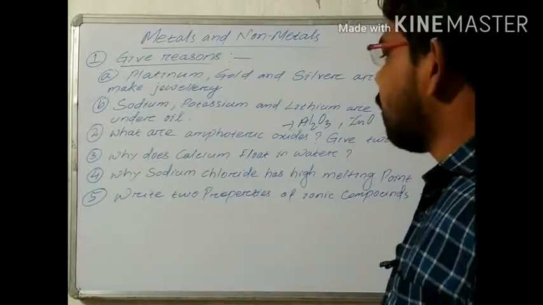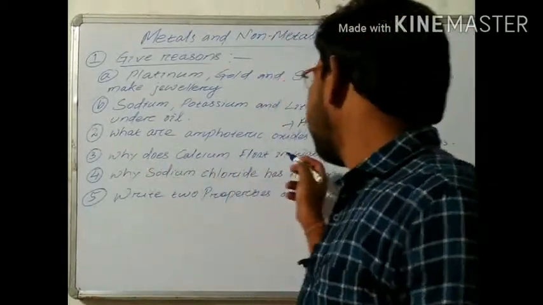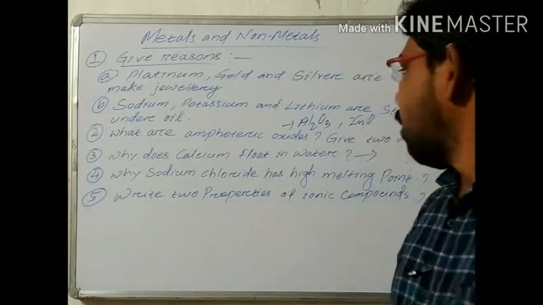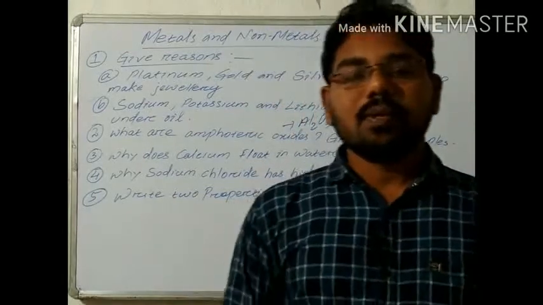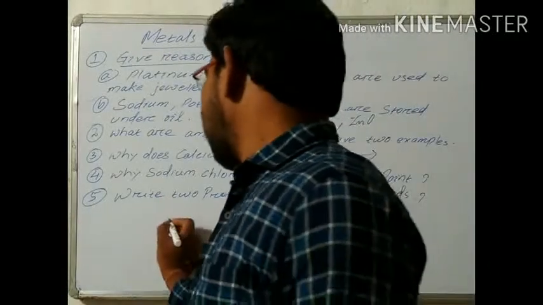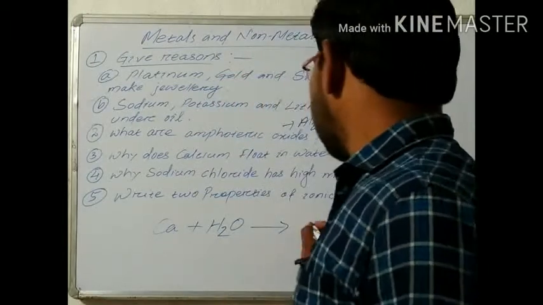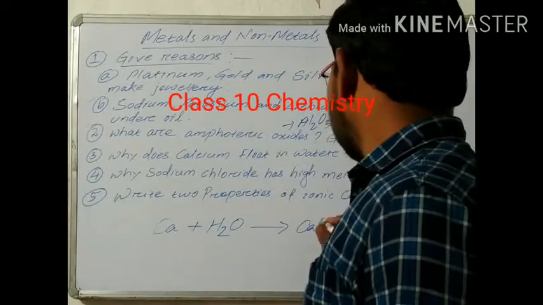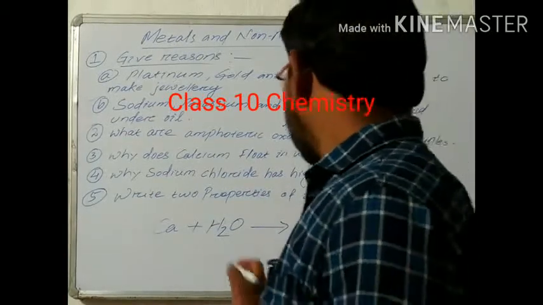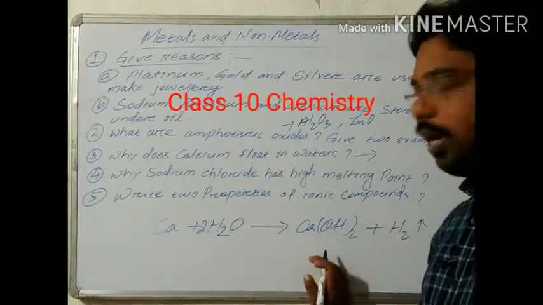The next question is: why does calcium float in water? This is a very important question. When calcium reacts with water, Ca plus H2O, it forms calcium hydroxide, and hydrogen gas is released. When calcium reacts with water, it forms calcium hydroxide and hydrogen gas.